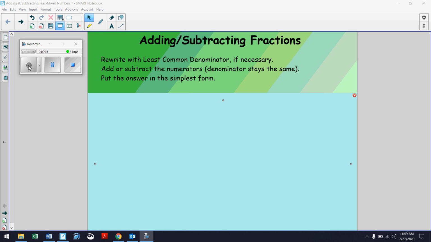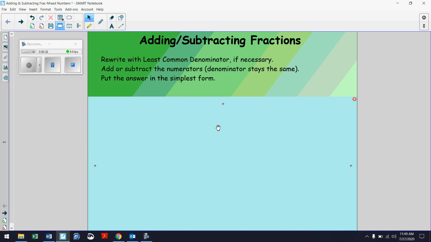So today we're going to add and subtract fractions and mixed numbers, and we're going to start with fractions. So in the most basic form, the steps for adding and subtracting fractions is to first make sure that your fractions have the least common denominator, so you may need to rewrite them. Then you just add or subtract the numerators. The denominator stays the same when we're adding and subtracting fractions. And then just make sure your final answer is in simplest form.